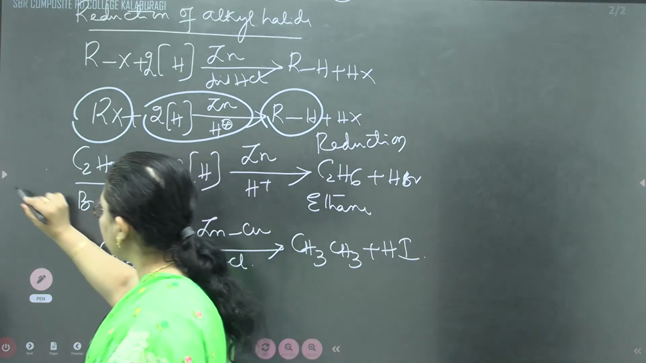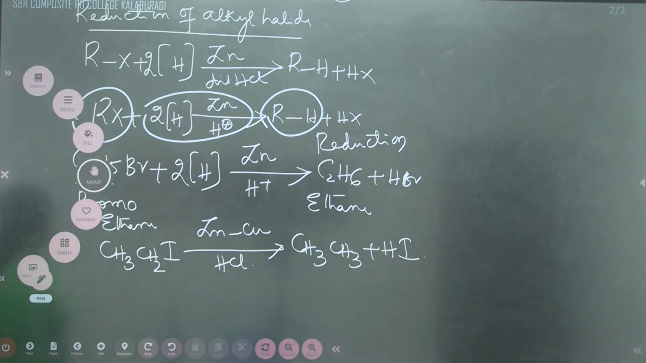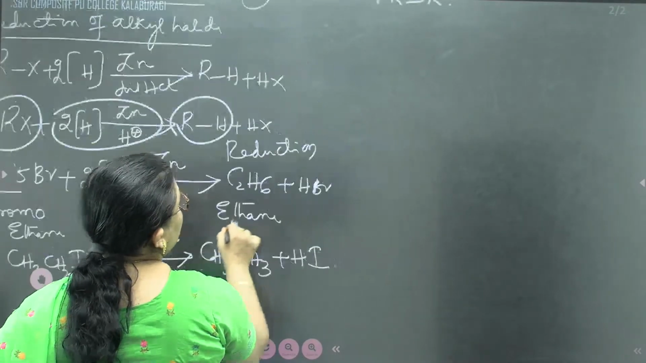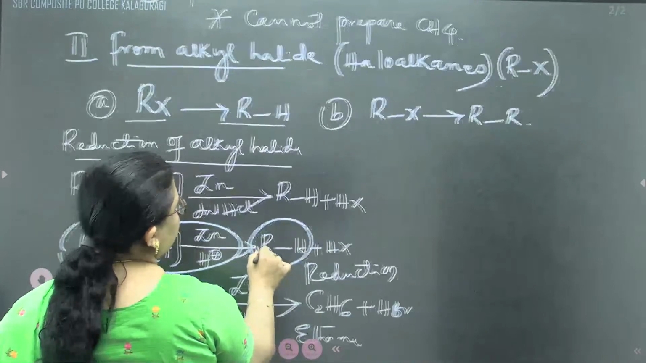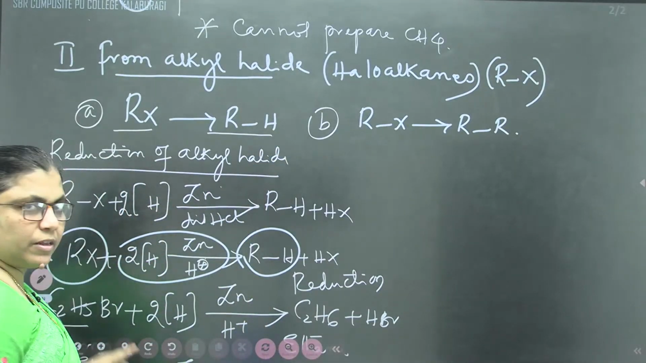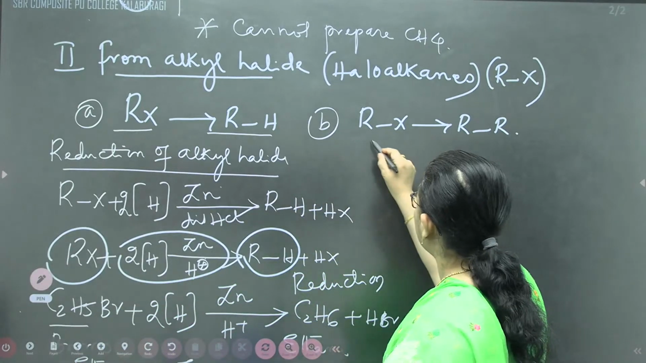Now, the second method. As we said, alkyl halide can be converted into alkane in two ways: either by reduction, or by using this one. This is B, children. What I said: one we have written with respect to alkyl halide on direct reduction. The second method is what, children?